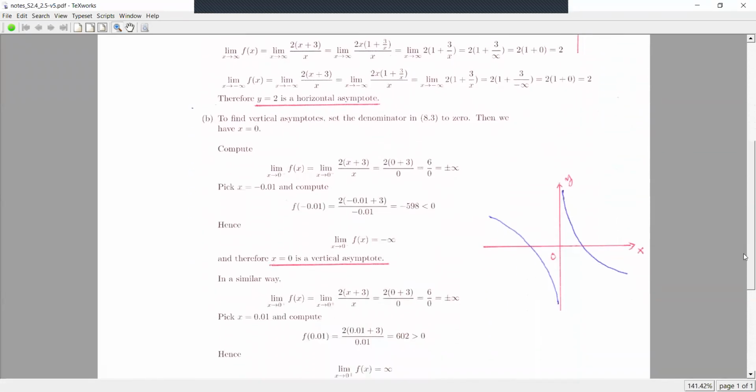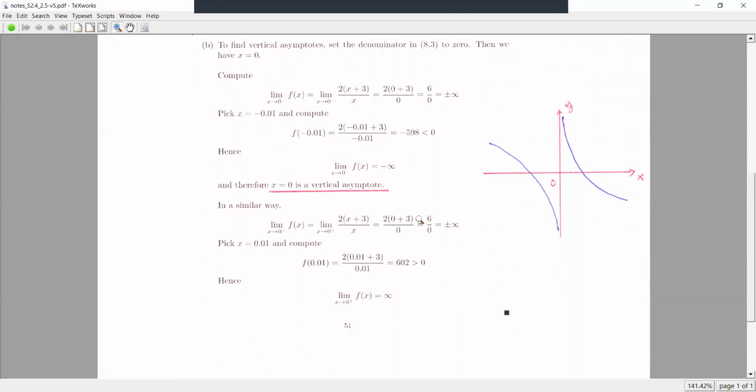Now we compute left-hand limit at 0. By direct substitution, plugging 0 in x, then the left-hand limit is this number. This number is 6 divided by 0. It is an infinity, either positive or negative infinity.